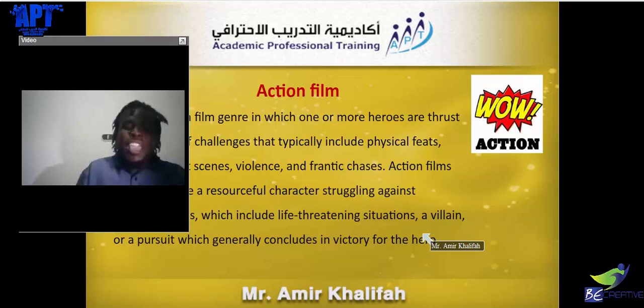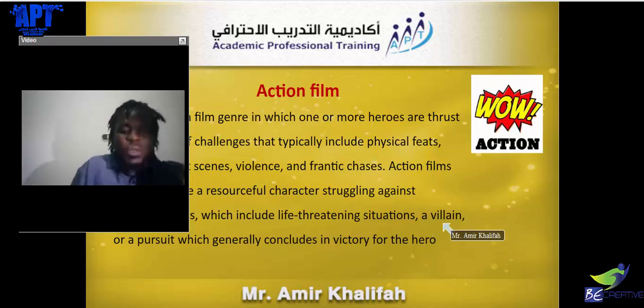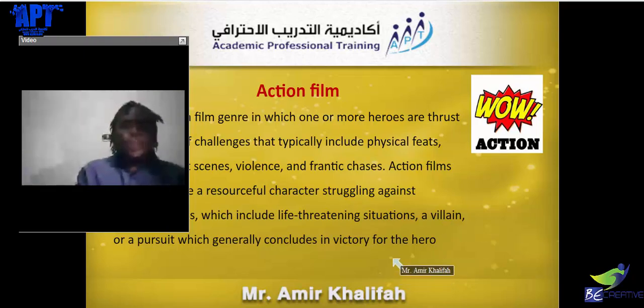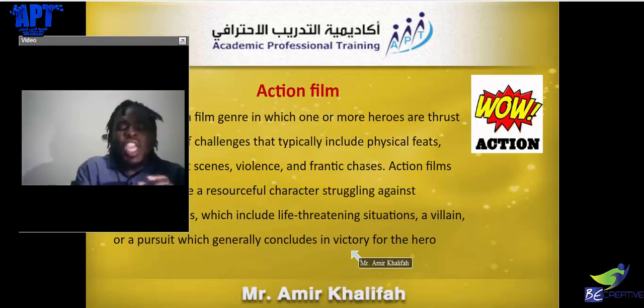There's also a villain. A villain is the bad guy, okay? So he's the bad guy. That's the villain. Or a pursuit, which generally concludes in victory for the hero. So what happens is that the heroes, the good guys, they always have to fight, and they always have to overcome lots of hardship and difficulties in order to win in the end of the movie.